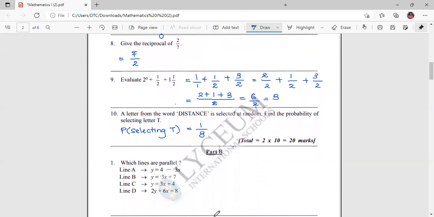Then the next one, question number 9. So 2 to the power 0. That is the main thing they are going to check here. If you have anything to the power 0, always the value will be 1. 3 to the power 0, 4 to the power 0, 5 to the power 0, whatever it is, you get the answer 1. Then you convert the mixed number into an improper fraction, right?